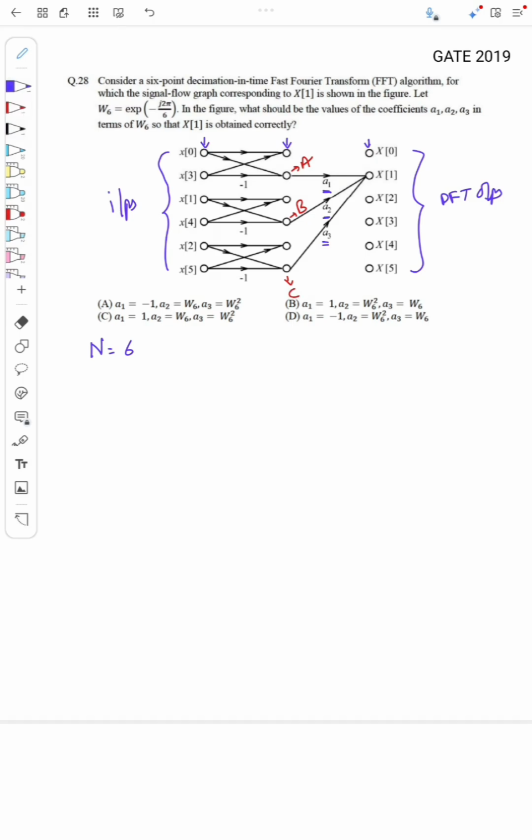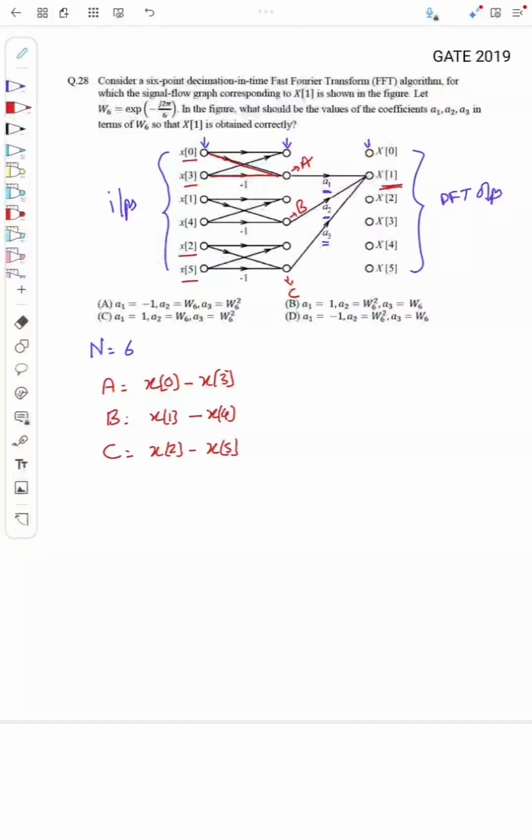So from the figure it's clear that a is formed by x of 0 and x of 3, right? x of 0 into 1 plus x of 3 into minus 1. So I can write a as a equal to x of 0 minus x of 3, right? Similarly b is x of 1 minus x of 4, and what is c? c is formed by x of 2 and x of 5. So c is x of 2 minus x of 5, right?